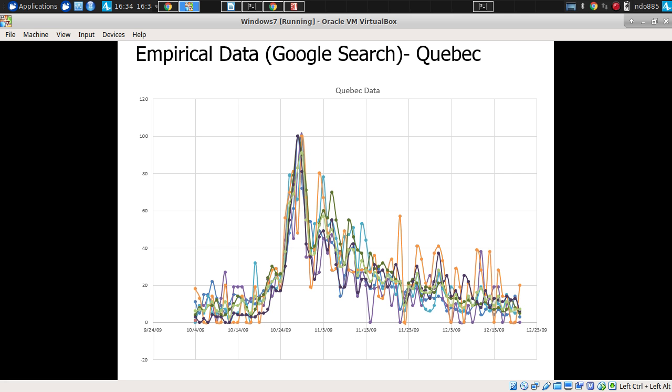This is looking at a whole set of different search queries related to flu from Quebec during the period of the flu pandemic in 2009, 2010. It is daily data, and it's as reported by Google Trends. And what you'll see is that the different queries give somewhat different readings of what's going on, but the overall trend is unmistakable in terms of searches for flu.